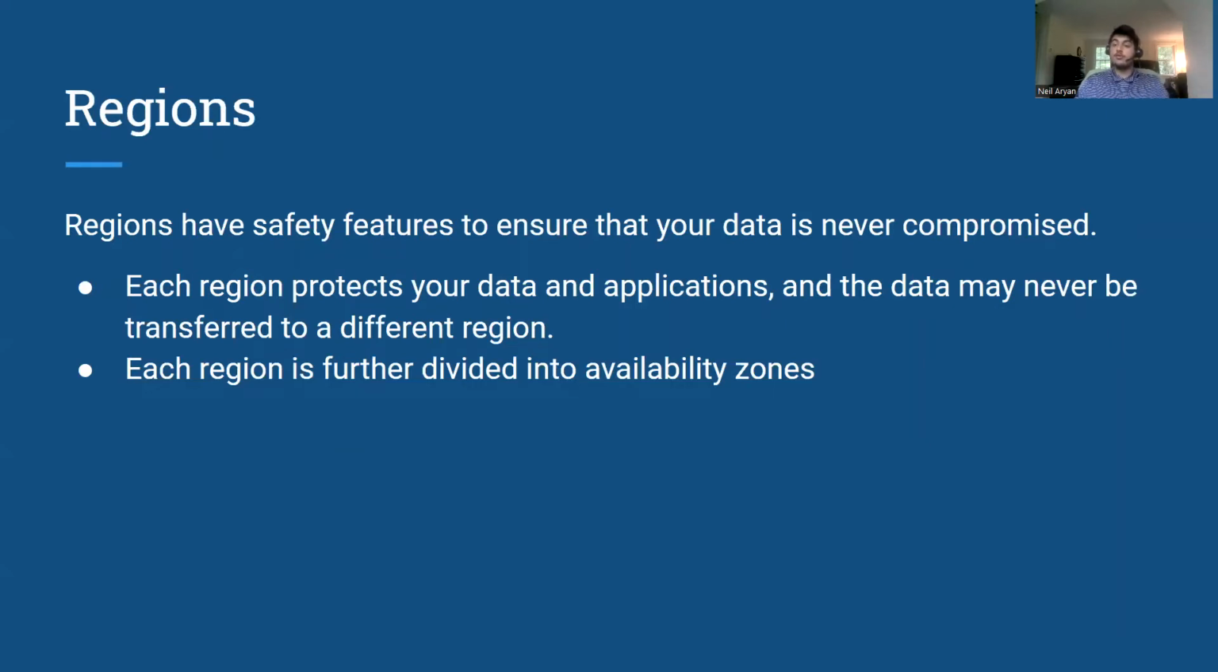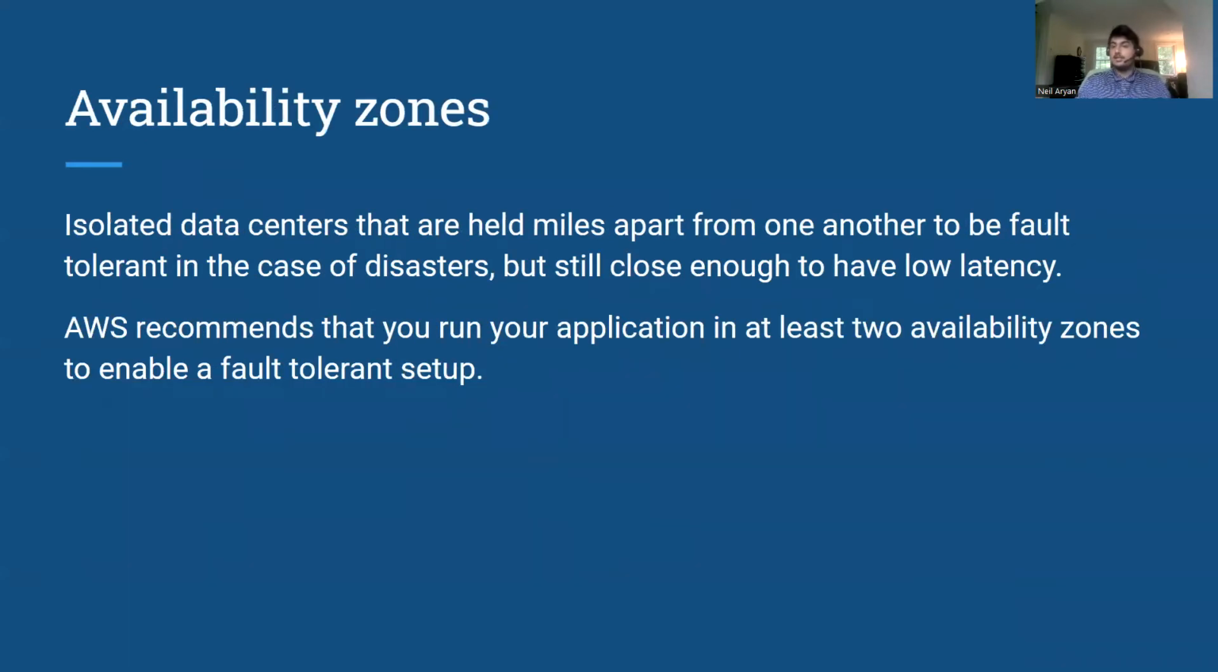Each region is also further divided into availability zones, which are isolated data centers that are held far apart from one another so that if one goes down, the others likely will still keep running. But they're still close enough to have low latency to ensure that data can be transferred within the different availability zones. AWS recommends that whenever you run an application in a region, you want to have at least 2 availability zones that can run your application. And this exists just to enable a fault tolerant setup.